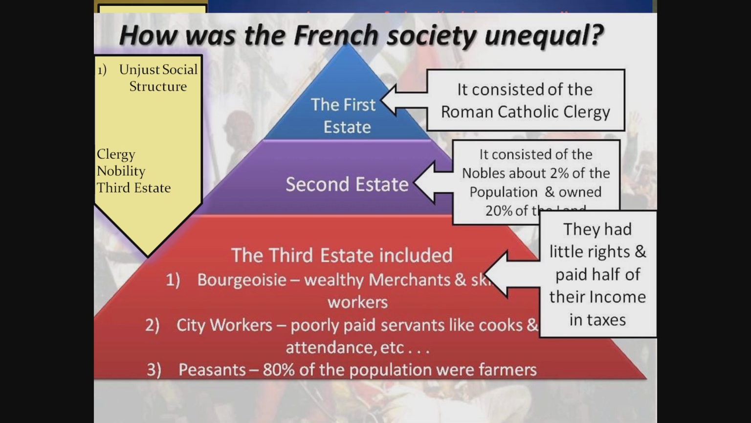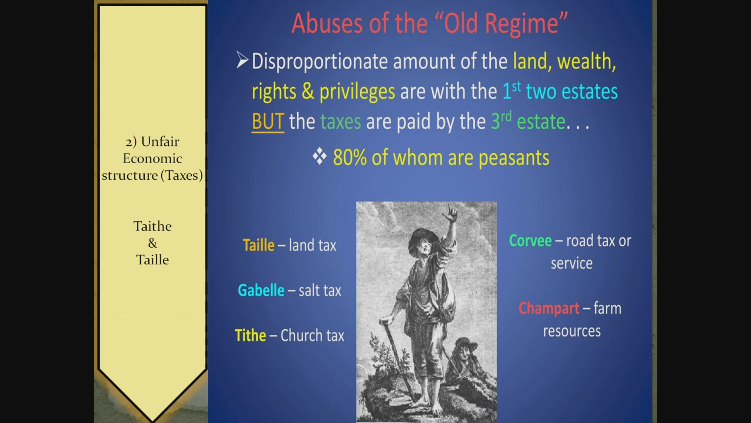Now let's see the second reason behind it: unfair economic structure, which is related to our earlier slide. Abuses of the old regime. A disproportionate amount of the land, wealth, rights and privileges were with the first two estates. They were getting the privileges by birth, whether you deserve it or not would not be seen. Only if you were born in the first or second estate would you get the facility and the privileges. This was the second reason of conflict, and the taxes were paid by the third estate only.